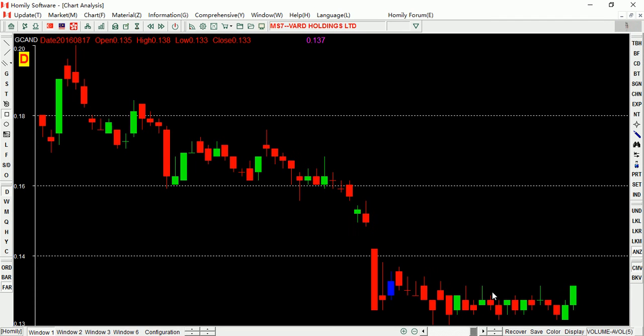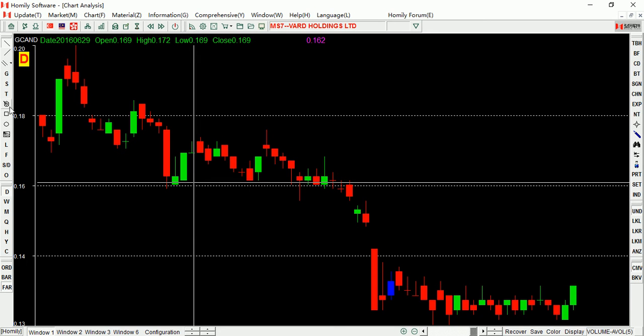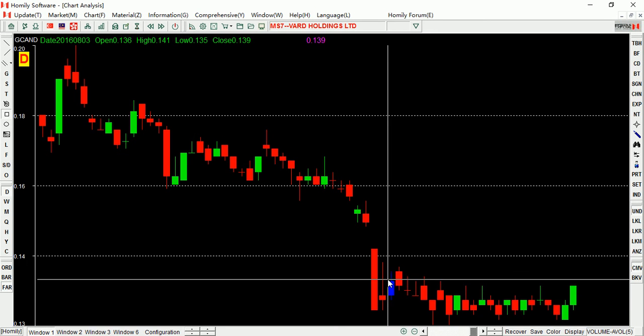Then we can see here, this is the blue candlestick, right? Then we can draw the blue candlestick.